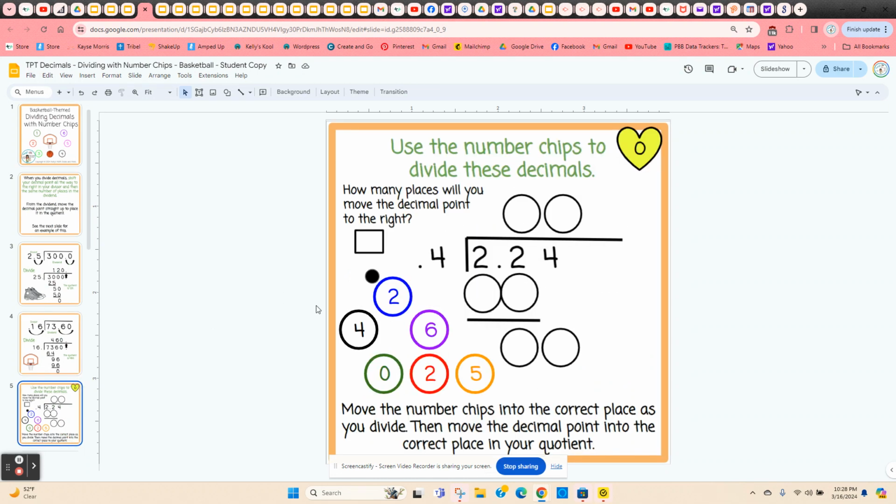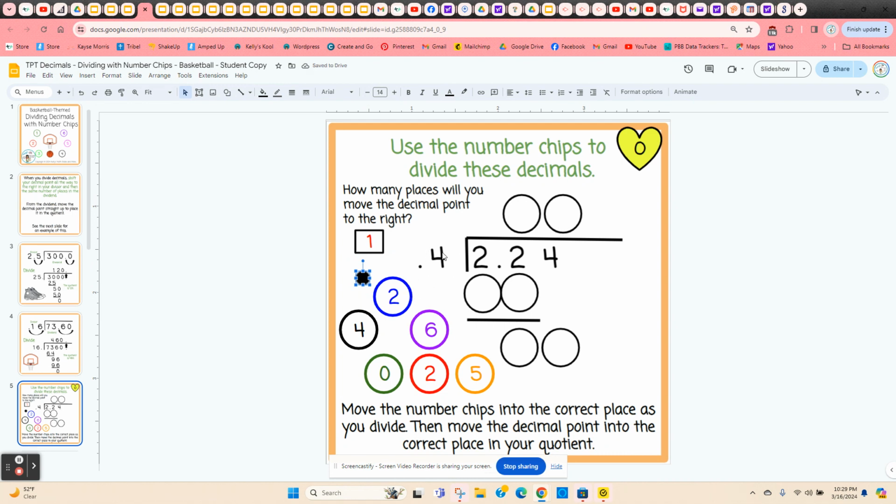Students are going to start on slide 5. So they have these movable chips, and they're going to move them into the correct circles to do the division. The first thing it asks them to do is to type a number here. How many places are we moving that decimal point to the right? And in this case, we're just moving one place to the right. So that's going to help them when they have to place this movable decimal point into the answer.